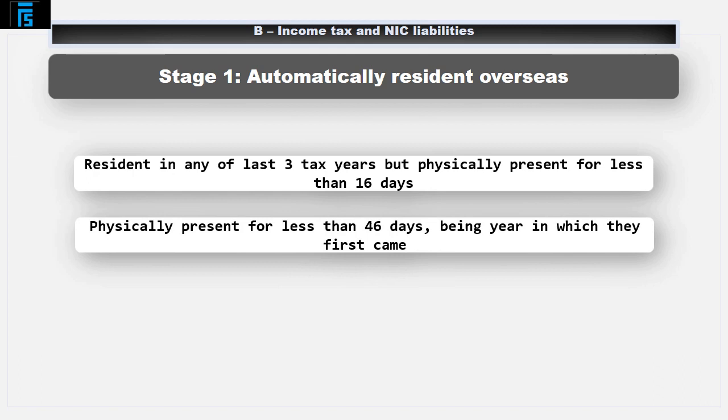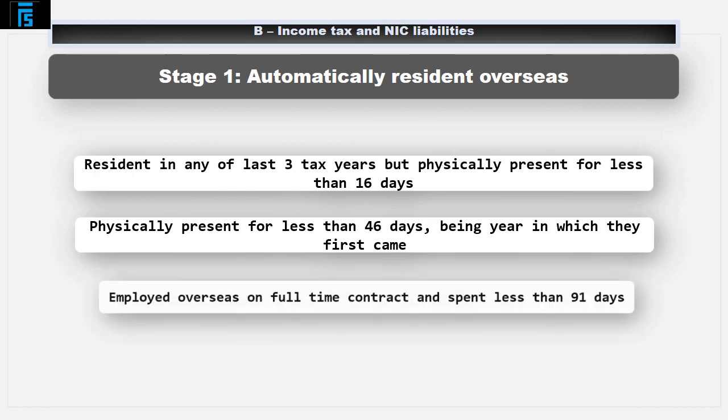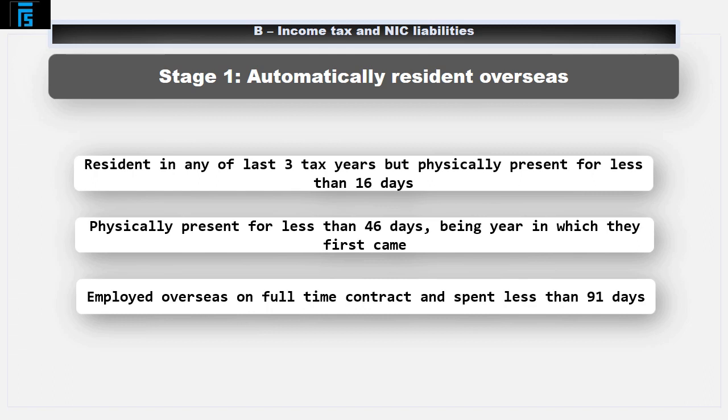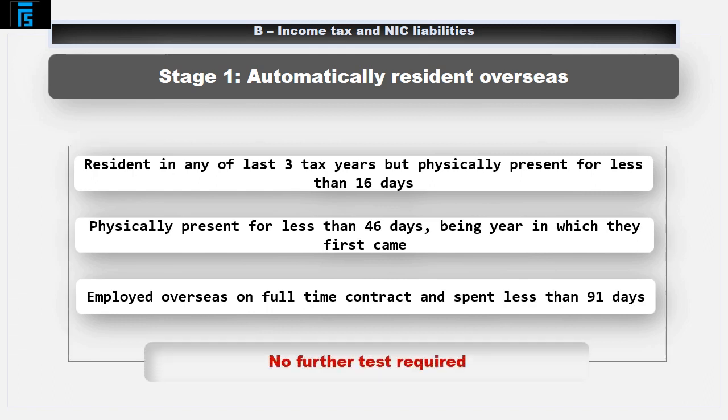They were physically present for less than 46 days during the tax year, being the year in which they first came to the UK. Or they were employed overseas on a full-time contract and their days in the UK total less than 91 days for the tax year under review. If the circumstances for this person fall within any of these, they are determined to be automatically resident overseas and no further tests need to be considered.